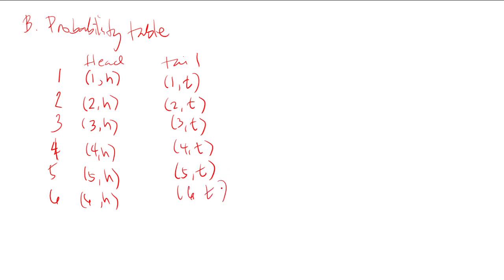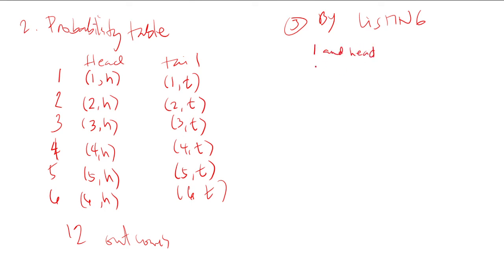So, ilan ang outcomes nun? This is a total of 12 outcomes. Okay, that is through probability table naman. Yung isa naman, number 3 is by listing, yung kagaya ng ginawa natin dun sa ulam at saka kanin, yung ganon. So, by listing naman, 1 and head, 1 and tail, tapos 2 and head, tapos 2 and tail, and so on. Lista mo lahat. So that is by listing.